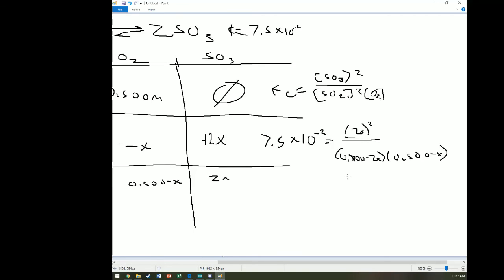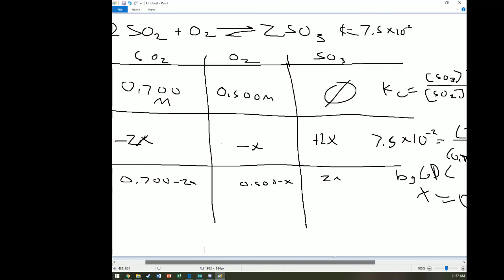By graphic display calculator, or GDC, we get that x is equal to 0.054. And that's the answer. And then once you know what x is, you can just plug your numbers back in here and get all the equilibrium concentrations, which is generally what you want.